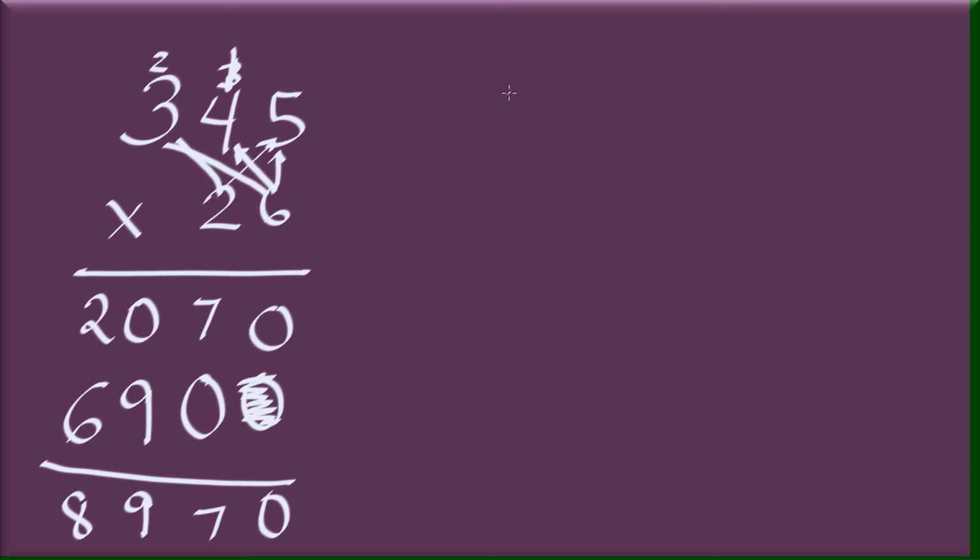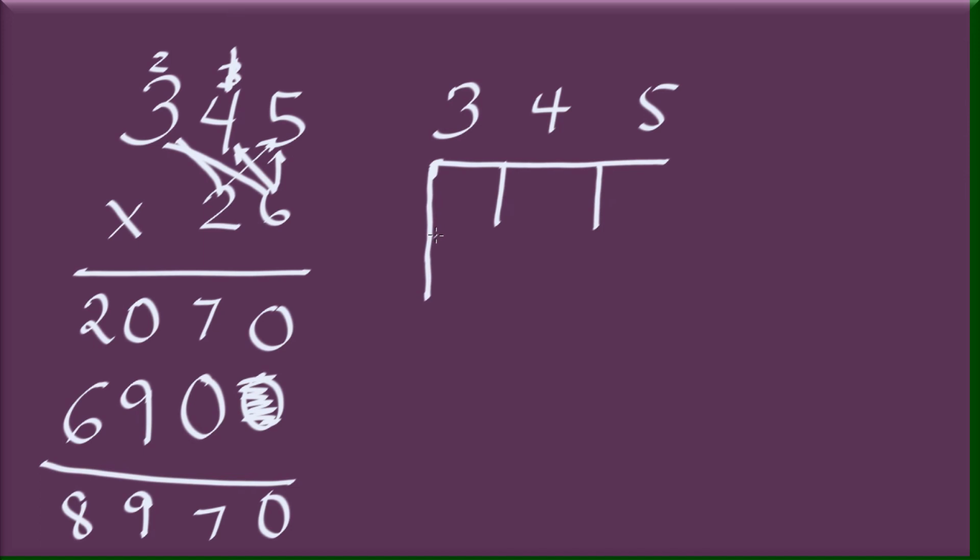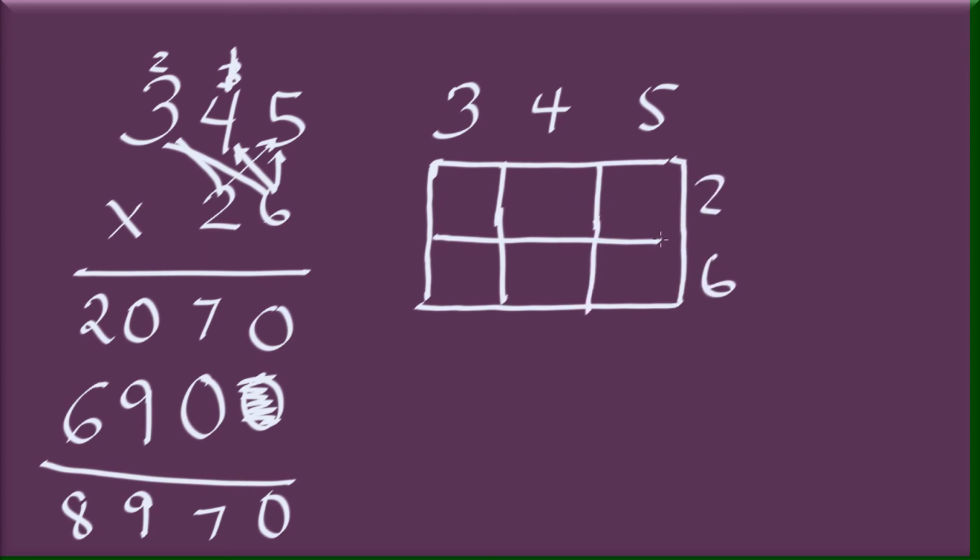Okay, so how do we do it using lattice multiplication? We have a 3-digit by 2-digit number. So 3, 4, 5. So we're gonna need a 3 by 2 rectangle, because we have a 3-digit number here. So 345 by 26. Okay, so go ahead and let's draw our diagonals.